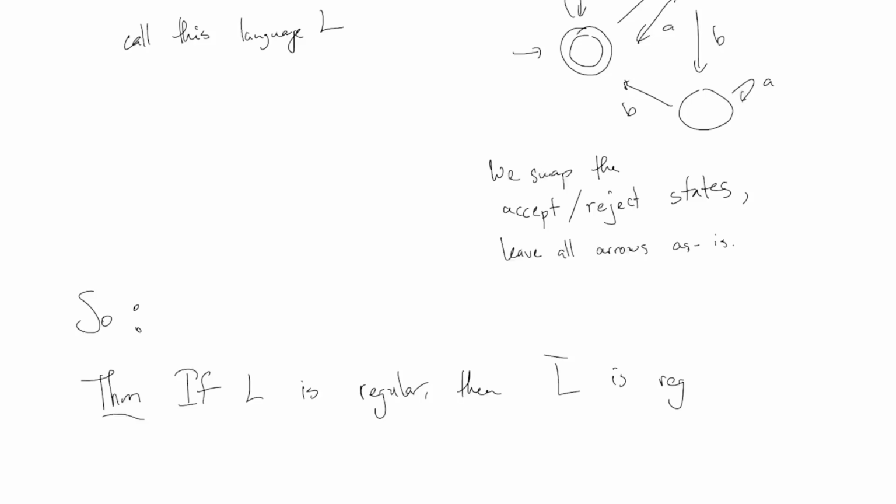If you want to be fancy, you can say regular languages are closed under complements. That's what this means. But I'll just say it this way. If L is regular, then L bar is also regular. And if I show you a DFA for L, it's easy for you to draw me a DFA for L bar. You just, like I said, swap the accepting and rejecting states.